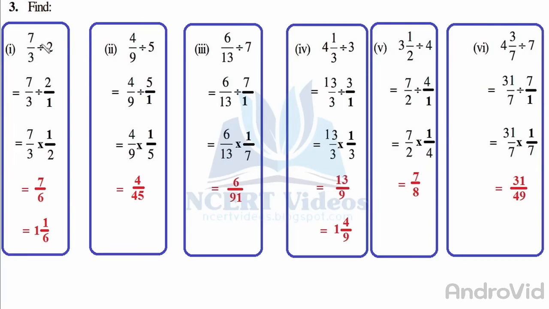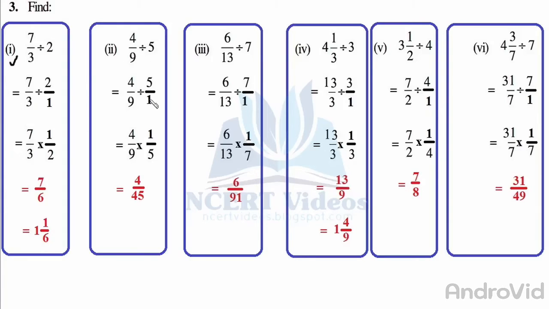So here we go. 7 by 3 as it is, division as it is. So wherever it is not written, it is 1 in the denominator. You can assume it to be 1. Now multiplication, we flip it, it becomes half. Now 7 upon 6, and to mixed fraction it is 1 and 1 over 6.